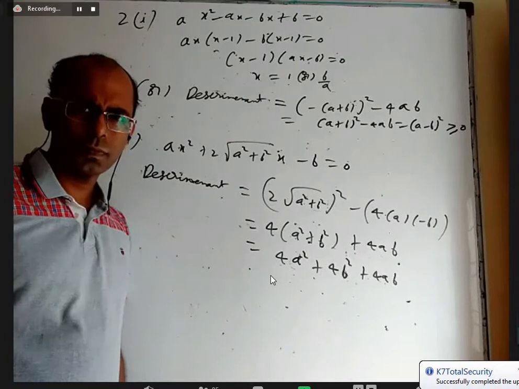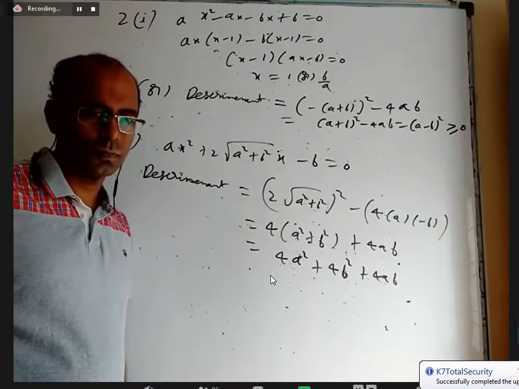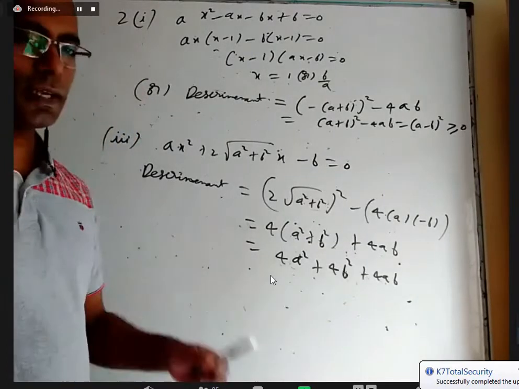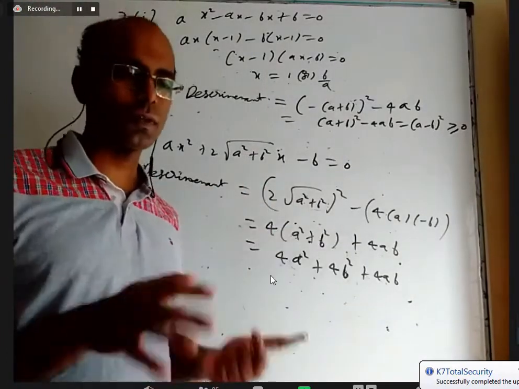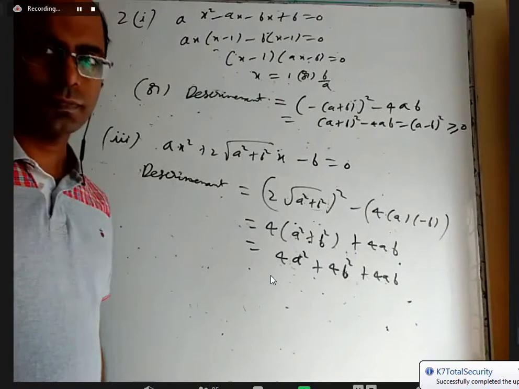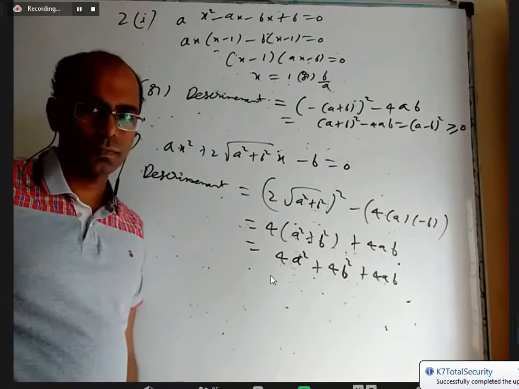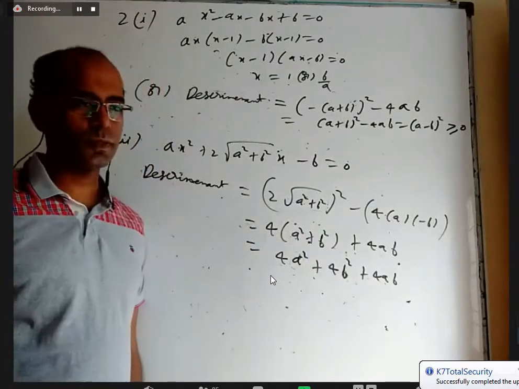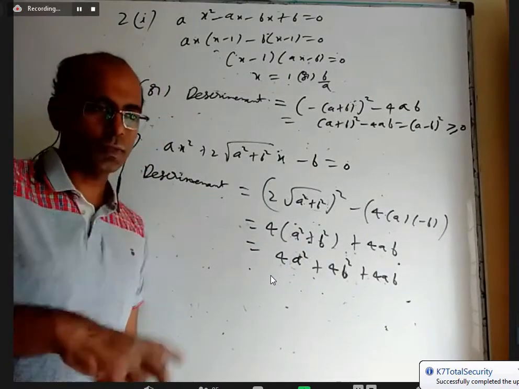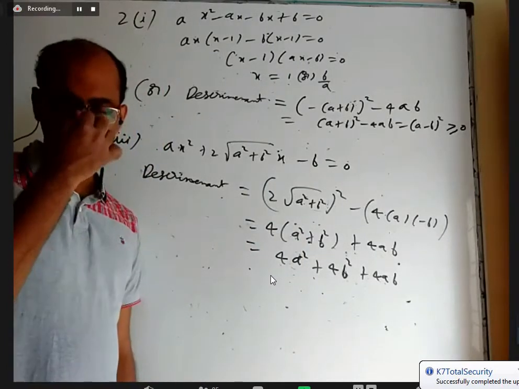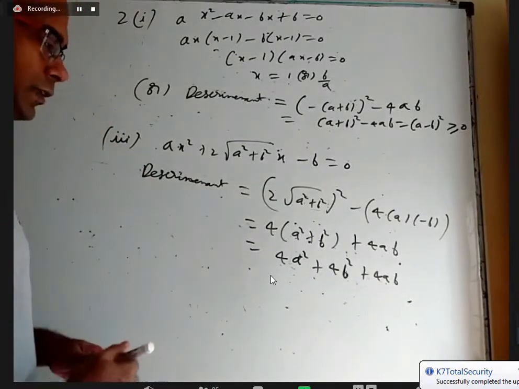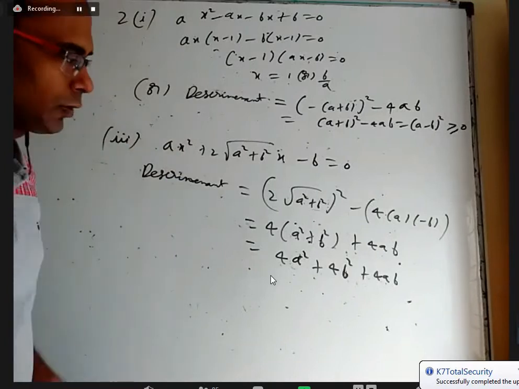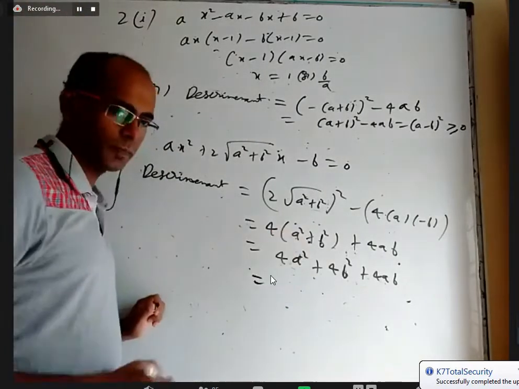So maybe we can write 4ab as a plus b whole square minus a minus b whole square. Yeah, we can write it, but then again something square minus something square, we don't know whether it's positive or negative. Nothing wrong, but the problem is something square plus something square is greater than or equal to 0, but something square minus something square can be negative.